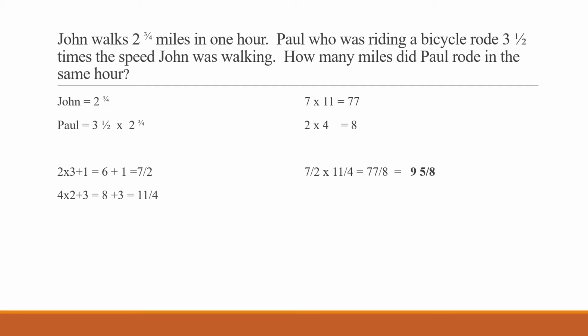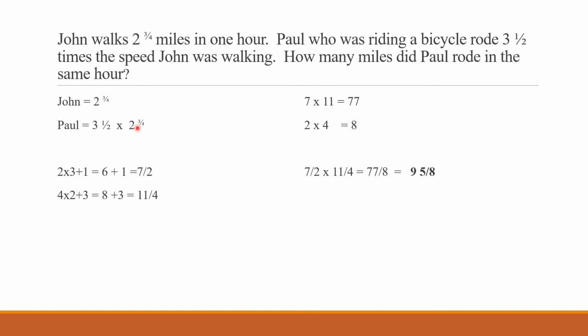First, let us read the question. John walks 2¾ miles in 1 hour. Paul, who was riding a bicycle, rode 3½ times the speed John was walking. How many miles did Paul ride in the same hour? John walks 2¾ miles. Paul rides 3½ times the distance that John walks.